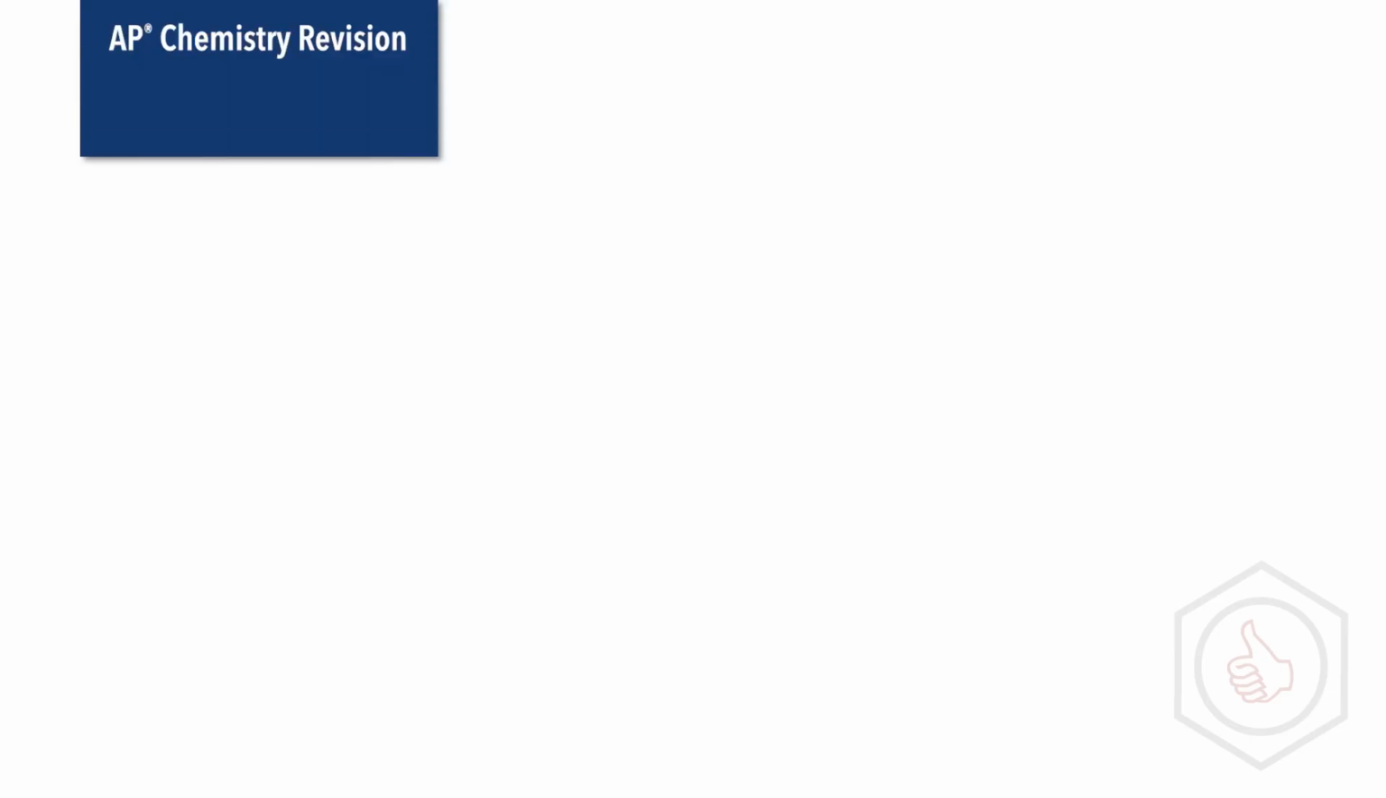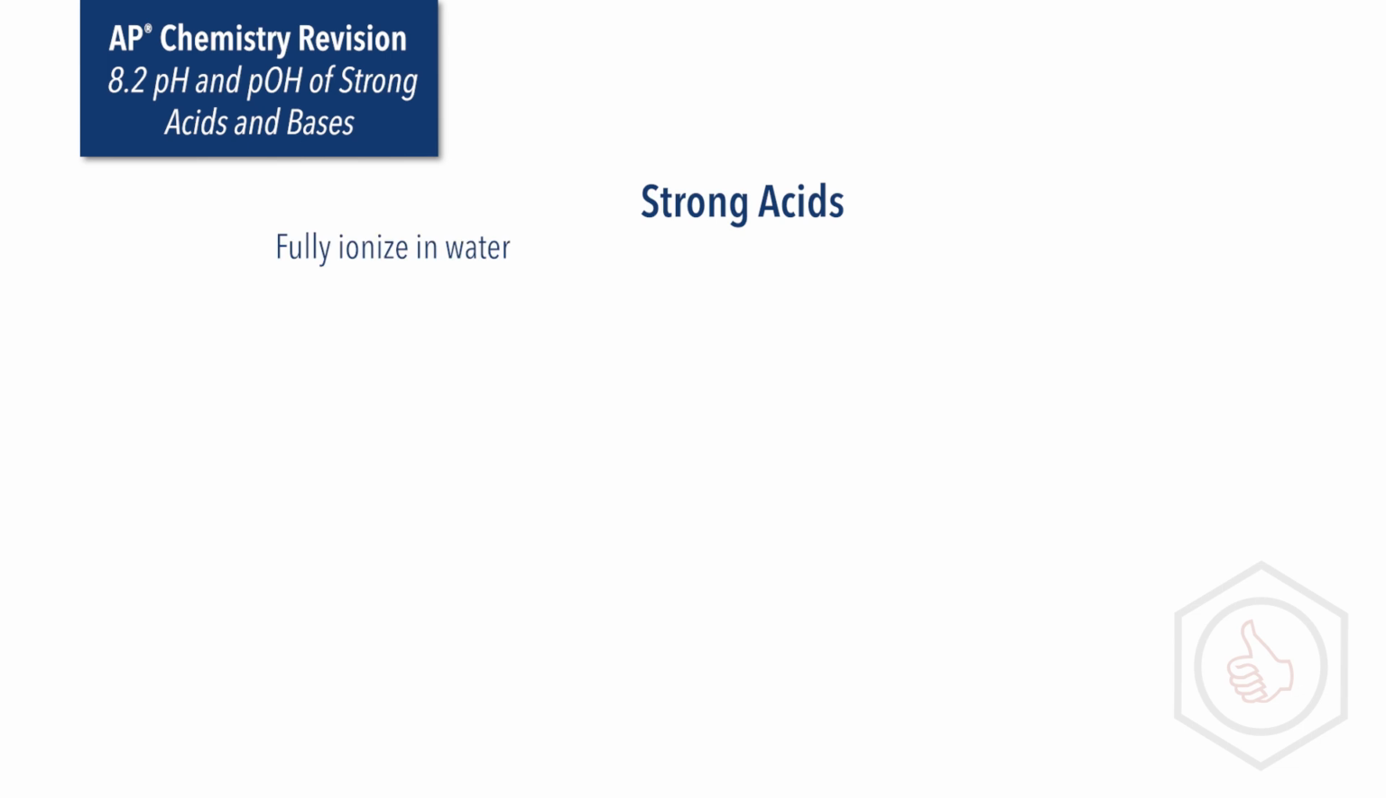Hello, so this is a revision video for AP Chemistry 8.2, pH and pOH of strong acids and bases. Strong acids completely ionize in aqueous solution. This means that when a strong acid dissolves in water, every molecule donates a proton, H+ ion, to a water molecule, forming hydronium ions, H3O+, and a negative conjugate base ion of the acid is left over.